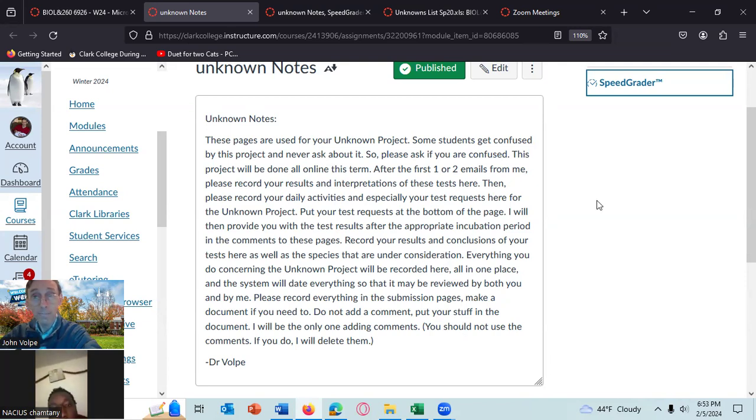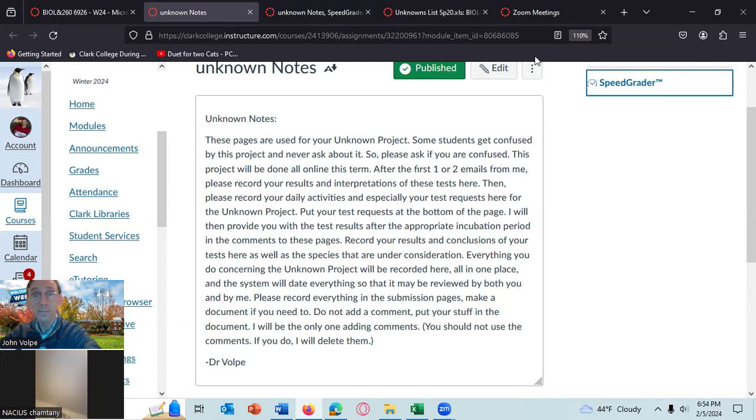And then you will submit another document with those test results. You will give your conclusions to the test results. And then you will look at that table again and figure out the next test to request. And at the bottom of that document, you will put your next test request. So this project is going to be using dichotomous logic. That means that you will be requesting one test at a time. I'll be sending you results one test at a time. You should put everything in a document that you submit to the unknown notes pages.